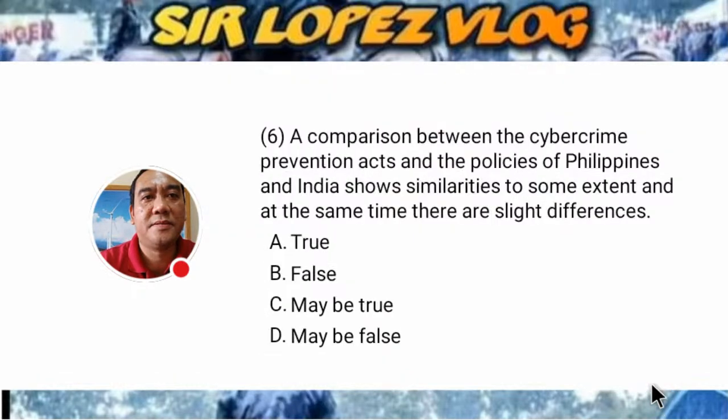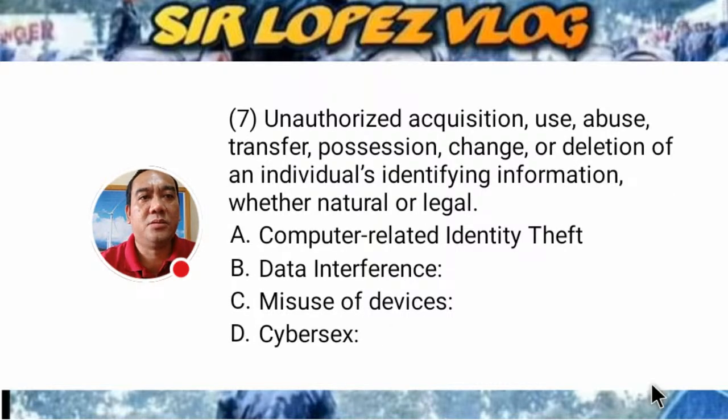Question number 6. A comparison between the Cybercrime Prevention Acts and policies of Philippines and India shows similarities to some extent and at the same time there are slight differences. A, true, B, false, C, may be true, or letter D, may be false. Number 7, unauthorized acquisition, I should say, okay?